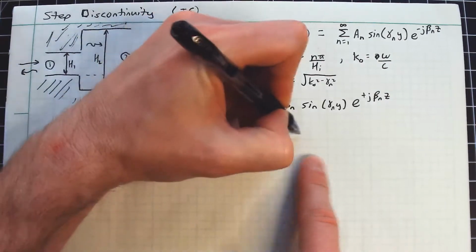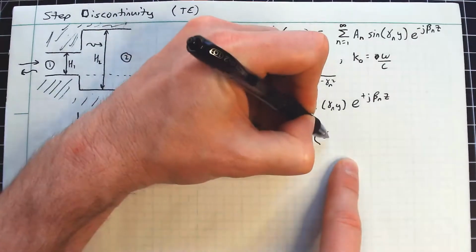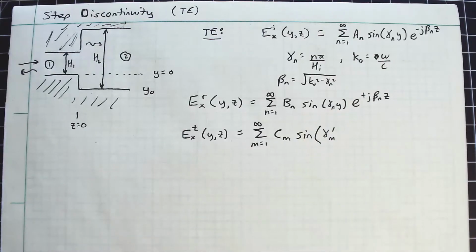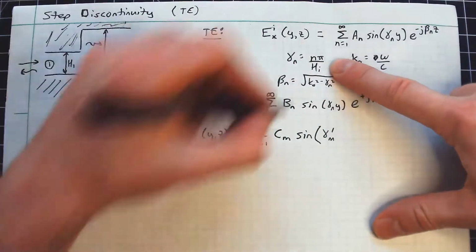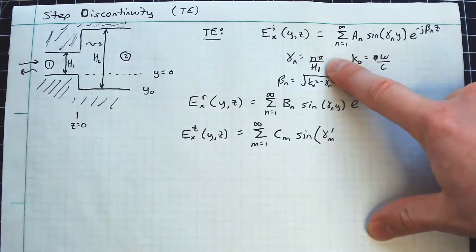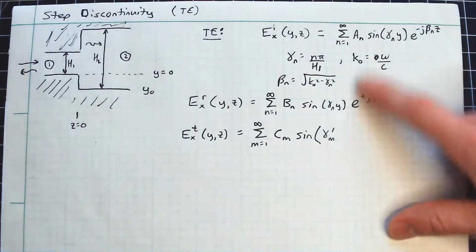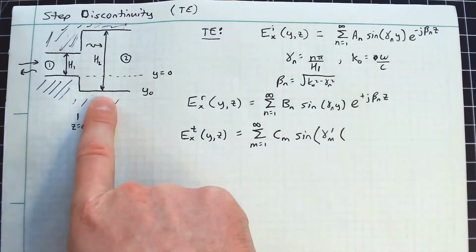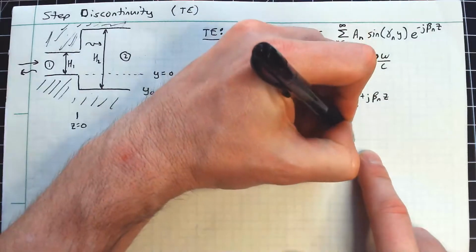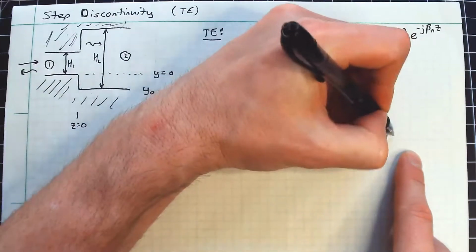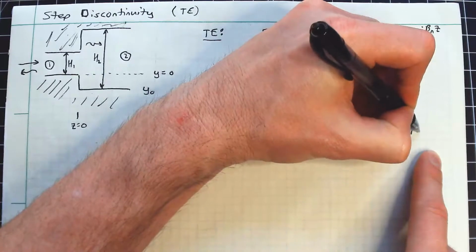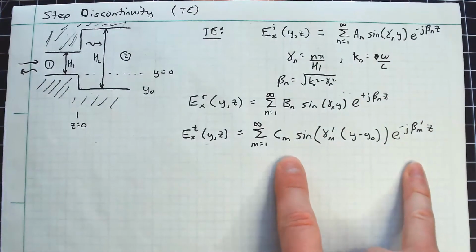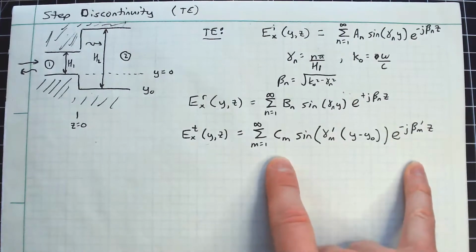And c sub m, sine of gamma sub m, I'm going to put a little prime here because I need this gamma to be different from that gamma there, because that should be h1, not hi. So it's going to be m pi over h2 rather than n pi over h1. So I'm going to denote that with this little prime here. And my coordinates have shifted a little bit, so I'm going to get y minus y naught, and then e to the minus j beta sub m prime z here. Okay, so again, this is the general solution for some wave propagating down a parallel plate waveguide.